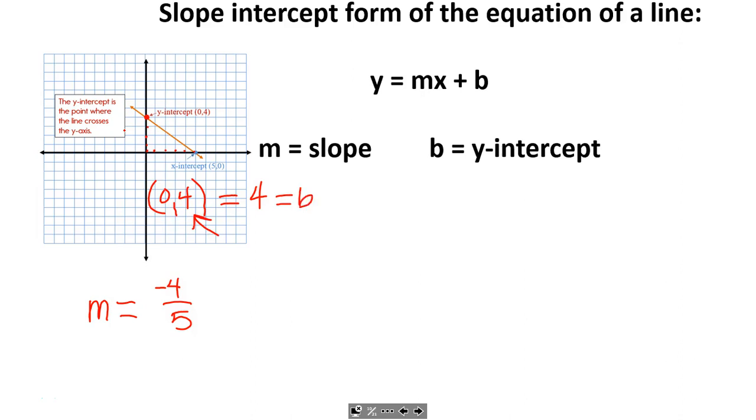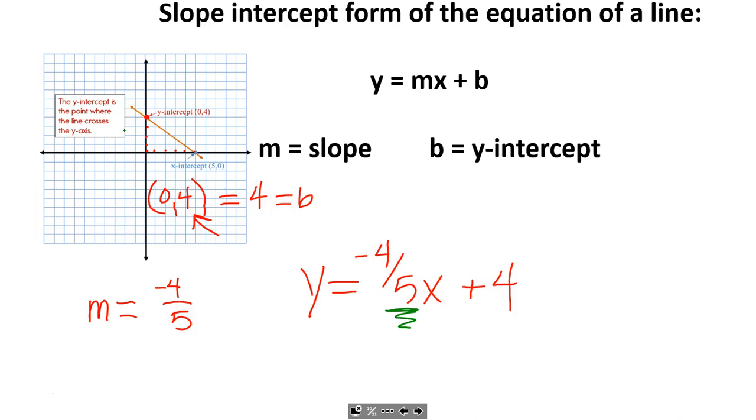So if we were to take these two values, if you recall, and put them in the equation, y equals m, which was -4/5, x plus our b, which was 4. This is what I want you guys to really focus in on right here, this part right here, because that is our slope. So on the next problems that we're going to do, that's what we're going to talk about.